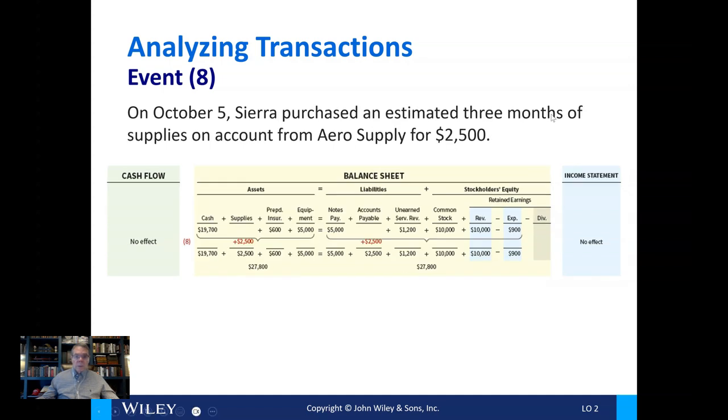We purchased an estimated 3 months of supplies on account. Same thing, a prepaid expense. So we have supplies, but we did this on account. So that, again, we've created a liability. We're going to have to pay the company at some point the $2,500. And so we have an increase in an asset and an increase in a liability.